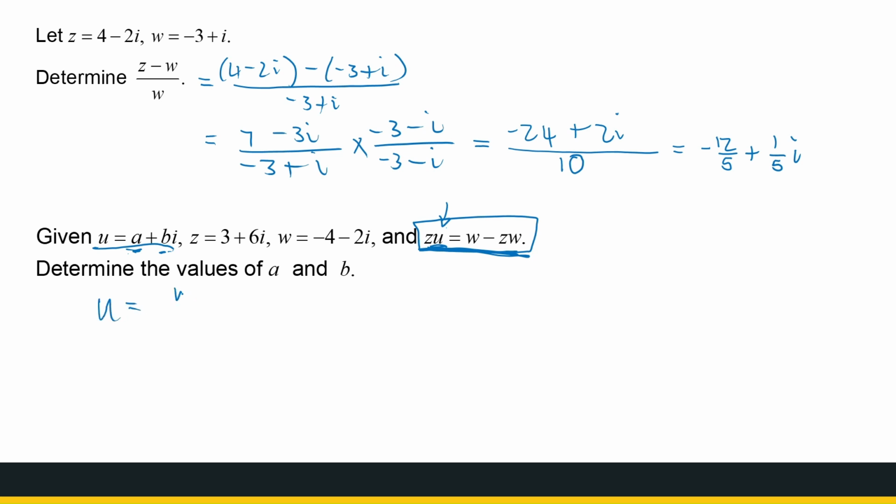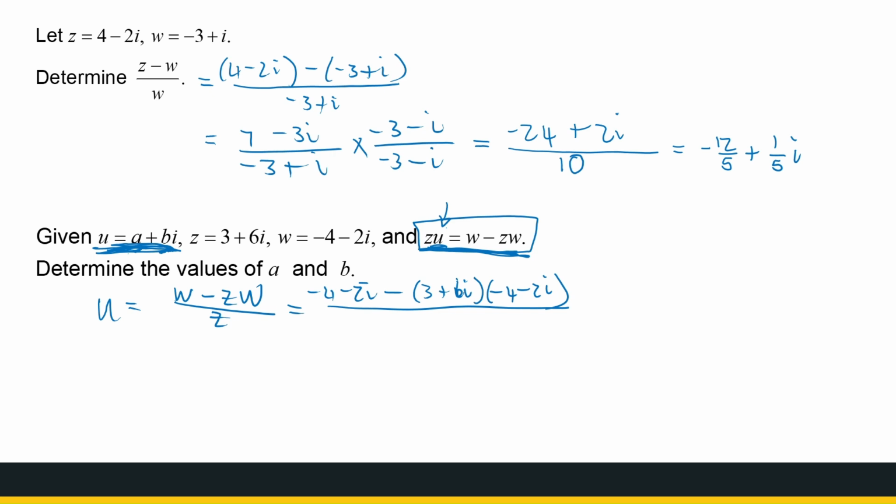That means u is W minus ZW divided by Z. Now you can simplify that further if you want, you don't have to. But from here on, now I've got u alone on one side. That's the number that had the variables in. So first change the subject of the formula and then you substitute in. So W, I've got minus 4 minus 2i, minus Z, which is 3 plus 6i, times W, which is minus 4 minus 2i, everything divided by Z, which is 3 plus 6i.